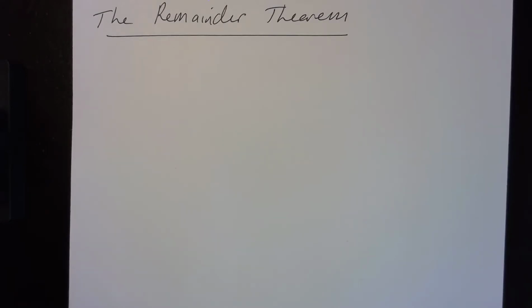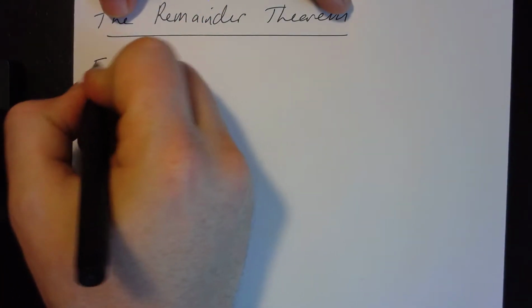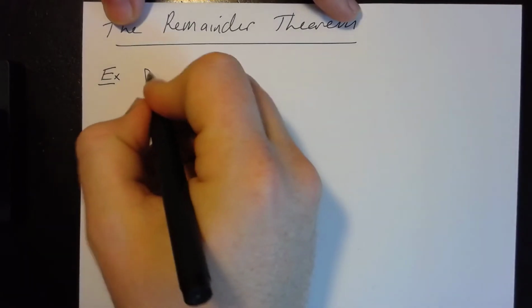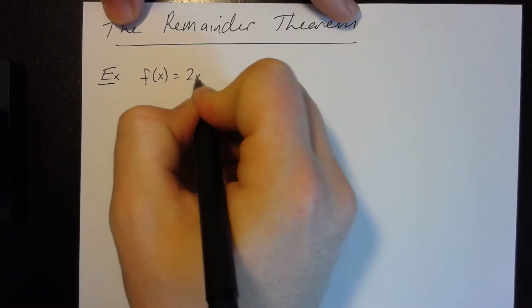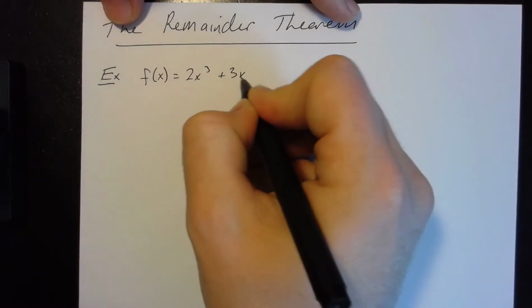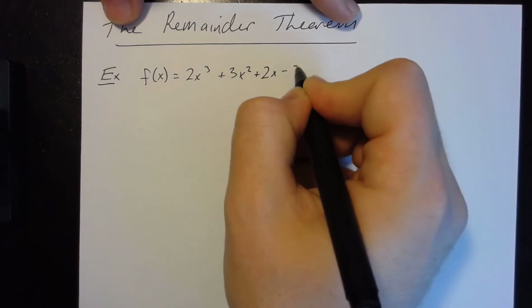In this video, we'll be looking at the remainder theorem. The remainder theorem specifically says that if a polynomial f of x is divided by a x minus k factor, the remainder, r, equals the function value at that number. So in other words, for the first example we're going to look at, you're going to have f of x equals 2x cubed plus 3x squared plus 2x minus 2.